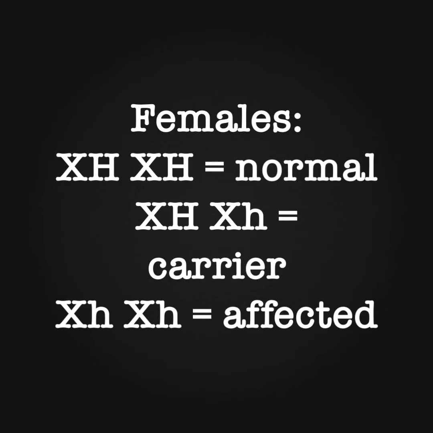Another example is hemophilia, which is a blood clotting disorder. A woman could also be X little h, which would mean that she is affected by the disorder. Again, either color blindness or hemophilia, for example.